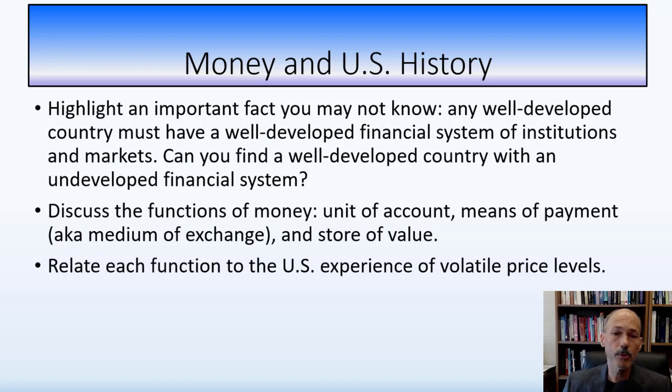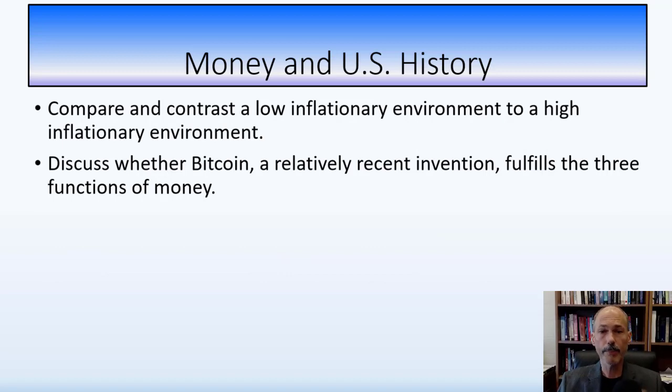This video will also discuss the functions of money, which are the unit of account, means of payment, and store of value. We'll relate each of these functions to the U.S. experience of volatile price levels that we went through. We'll compare and contrast the low inflationary environment to a high inflationary environment using these functions of money. Then we'll discuss whether Bitcoin, a relatively recent invention, fulfills the three functions of money. Interesting, right? Current events here.